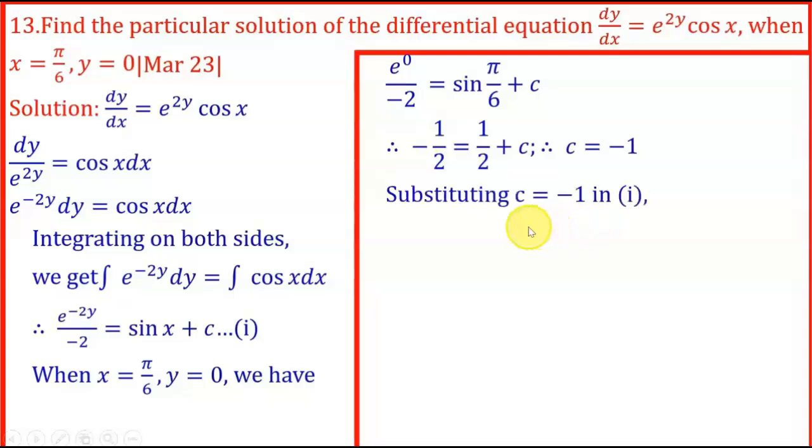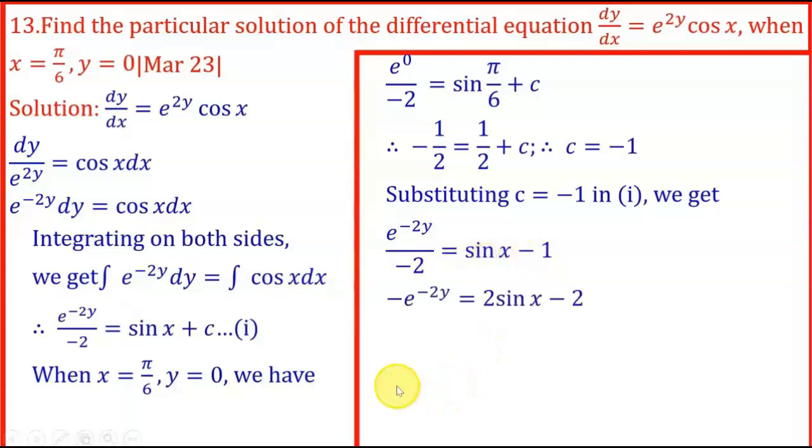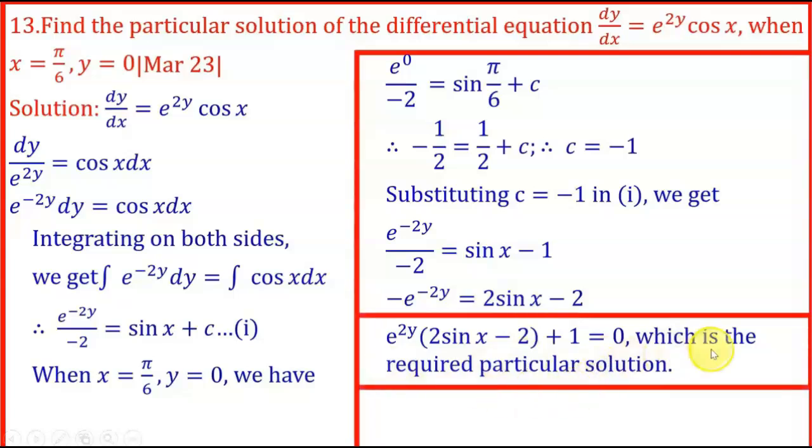Okay. Substitute this value in equation number 1. Then you will have e raised to minus 2y upon minus 2 is equal to sin x minus 1. Multiplying on both sides by 2, then you will have minus e raised to minus 2y is equal to 2 sin x minus 2. Okay. And after simplification, you will have e raised to 2y in bracket 2 sin x minus 2 plus 1 is equal to 0, which is the particular solution. Okay.